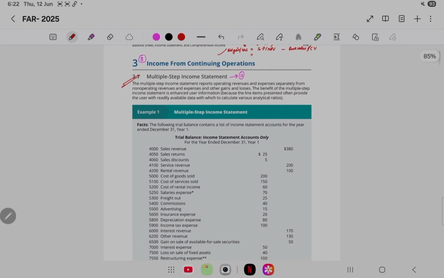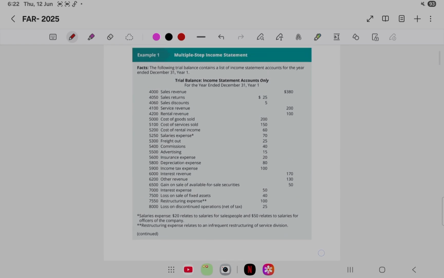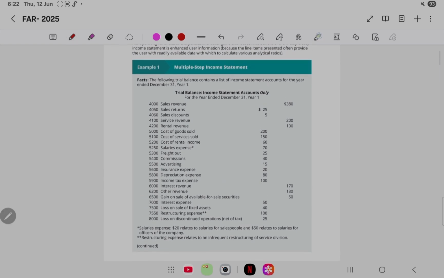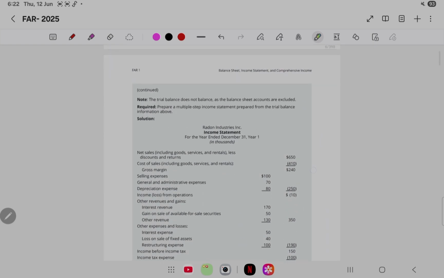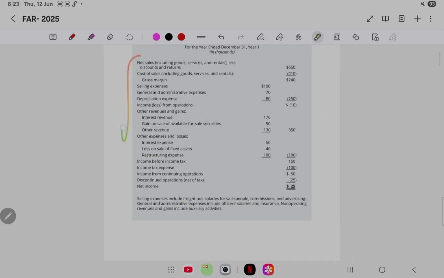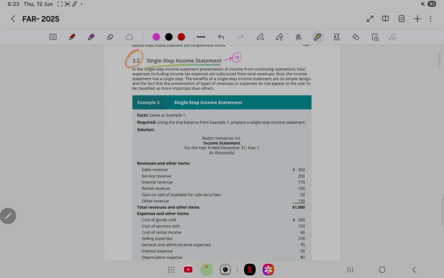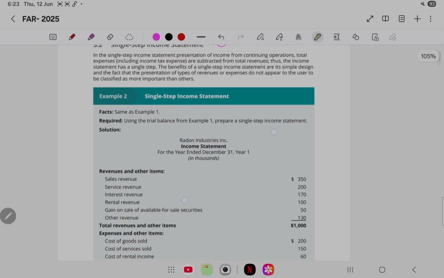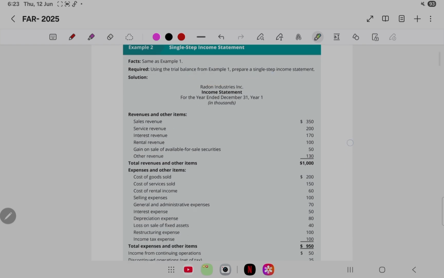Let's check what is a multi-step income statement. This is the concept. This is an example, where we are given the trial balance, and from that trial balance we need to make the multi-step income statement. We will learn it, understand it. Now the second part is the single step income statement. The example is the same, and from that trial balance we need to prepare the single step income statement here.